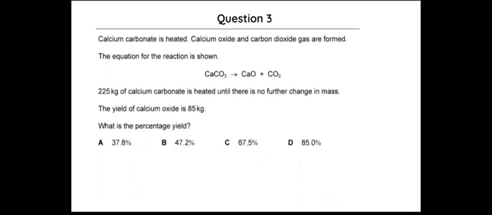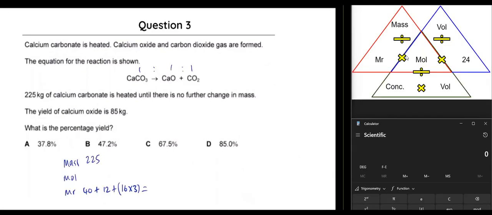Question 3. Calcium carbonate is heated. Calcium oxide and carbon dioxide gas are formed. The equation for the reaction is shown. So we've got a 1 to 1 to 1 ratio, exactly 100. So now we can do mass divided by the MR to give us our number of moles. So that's 225 divided by 100 gives us 2.25. So if we've got 2.25 moles of that, we've got 2.25 moles of calcium oxide as well.